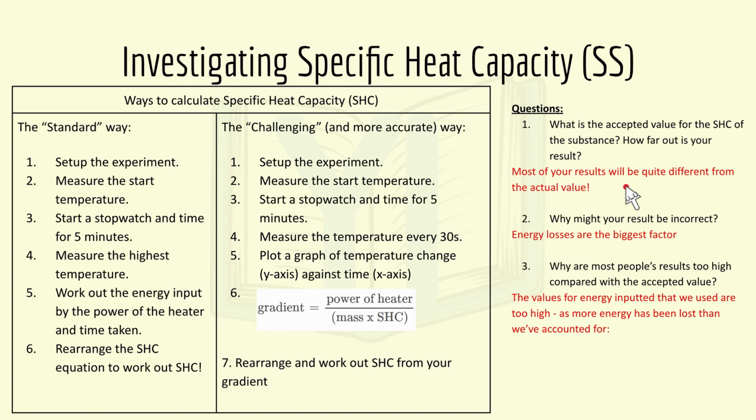And here's a question. What is the accepted value of the SHC, the specific heat capacity of the substance, and how far out is the result? As we conduct this experiment, most of our results will be quite different from the actual value because energy losses are the biggest factor, due to not insulating enough. And why are most people's results too high compared to the accepted value? Because the values for energy inputted that we use are too high, as more energy has been lost than we've accounted for.